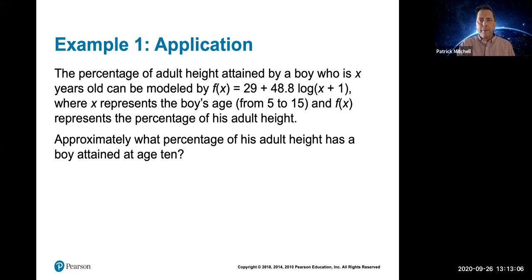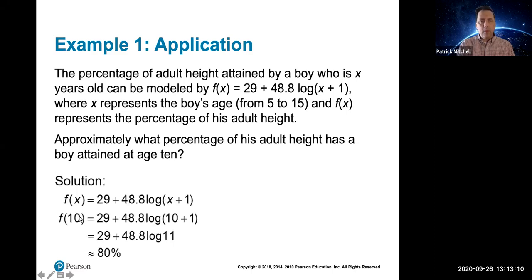So we just have to plug in 10 for x. And when we do that, we get 29 plus 48.8 times the log of 10 plus 1, which is 29 plus 48.8 times log 11. And that comes out to approximately 80%. So now I'm going to bring up my calculator just to show you what that looks like on there.